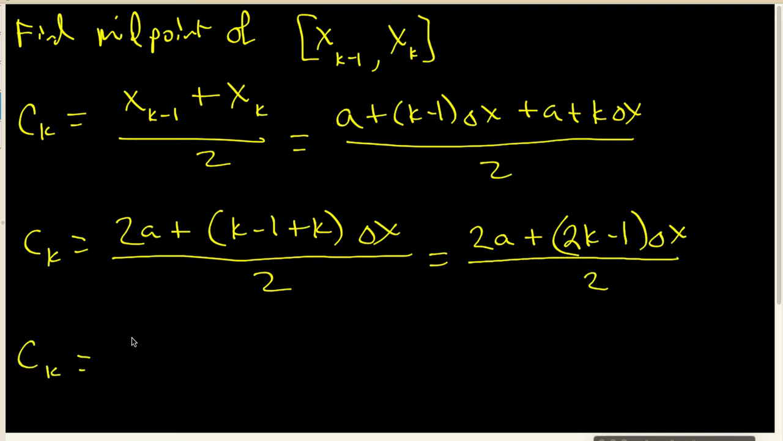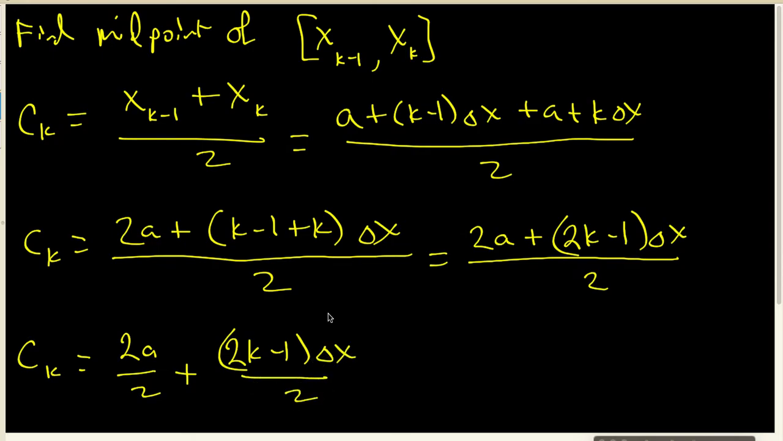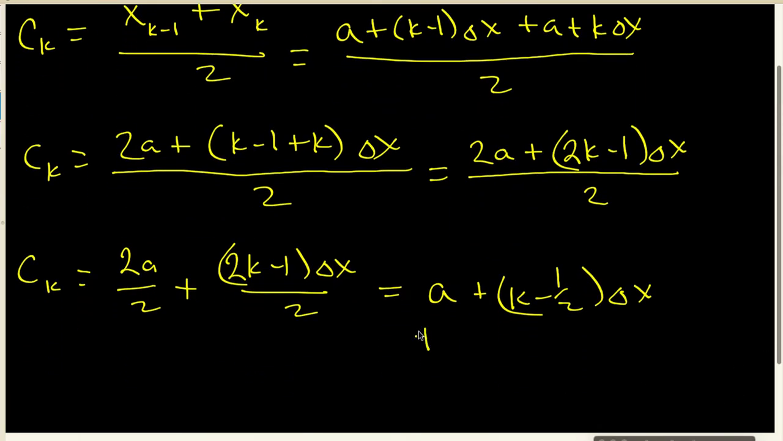And I can rewrite this as 2a over 2 plus 2k minus 1 times delta x over 2. And when I think about what's going on here, I realize that ck is going to be a plus k minus 1/2 times delta x. And I need to simply plug this in to the Riemann sum formula. And when we do that, this is what we get.